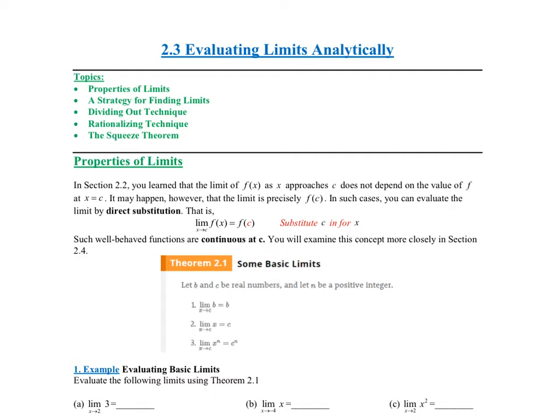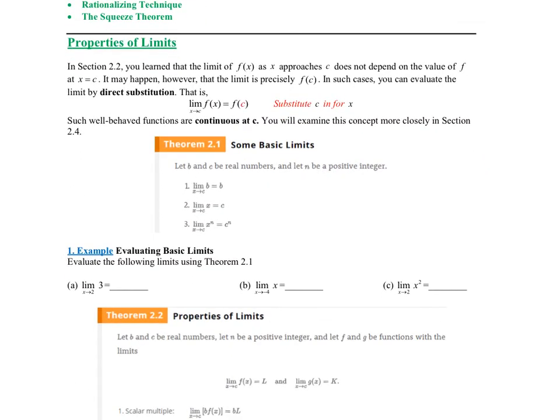That is, the limit as x approaches c of f of x equals f of c. In other words, if you want to find the limit for a given x value, just plug that x value into the function. It says such well-defined or well-behaved functions, those are what I call nice functions, are called continuous at c. You will examine this concept more closely in the next section, 2.4. But here are some basic limit properties.